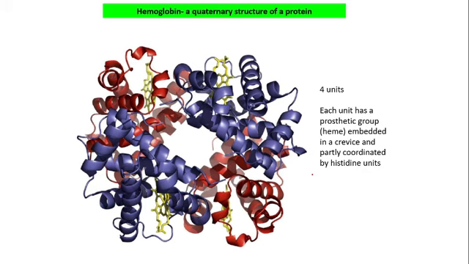We already discussed the types of protein. Quaternary means 4, which means 4 units joined together. Each unit has a prosthetic group, that is a heme group, embedded in a crevice and partly coordinated by the histidine unit. Let's see hemoglobin in detail.